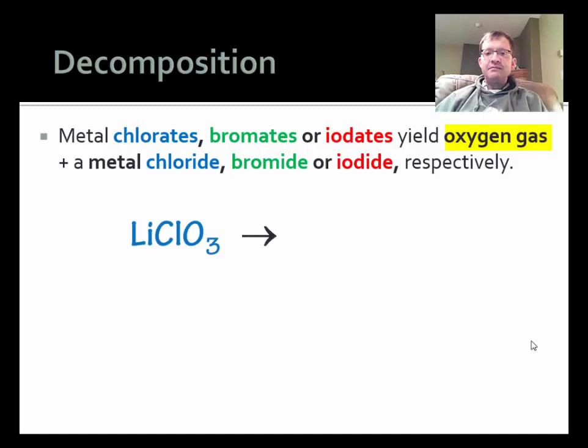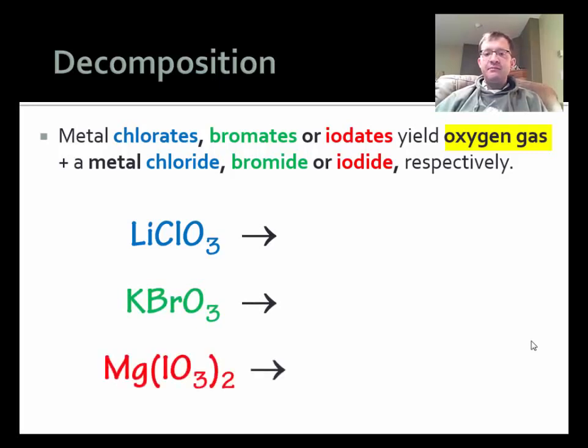Lithium chlorate, and again, we'll do all the chlorates in blue here, so there's a color coding. We'll use potassium bromate and magnesium iodate as our 3 original compounds, a chlorate, a bromate, and an iodate. And again, you could put in any metal you want for each of these. You could shuffle lithium and potassium and magnesium around and work just the same. But we're filling in that metal with one of our cation metals here.